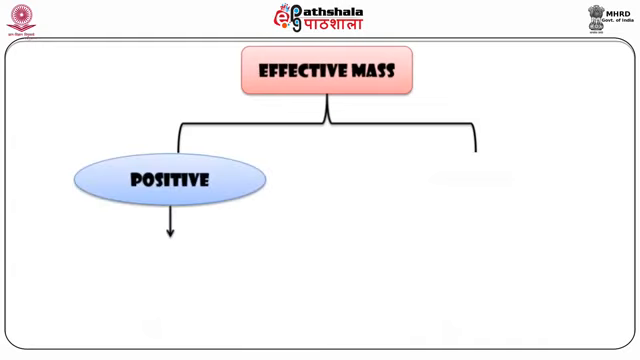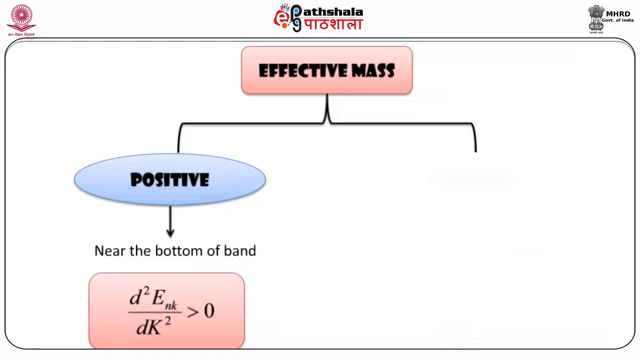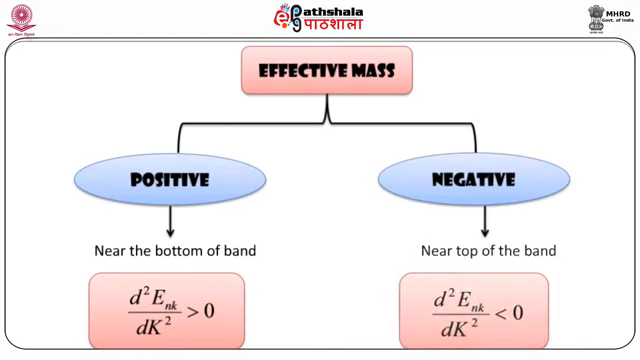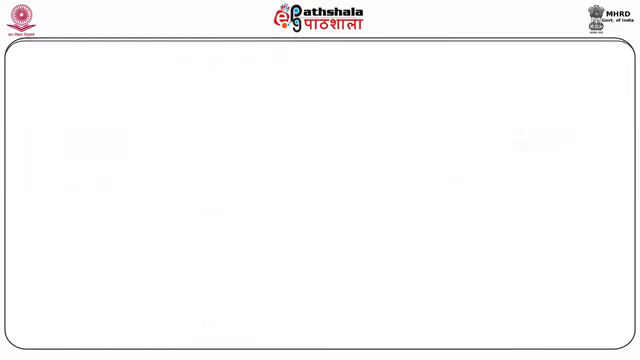This is positive near the bottom of the band, that is d square E(k) by dk square is more than 0, and it is negative near the top of the band, that is, this double derivative of the energy E(k) with respect to k is less than 0. Instead of thinking of these electrons as having negative mass, one can think of them as being holes with positive charge. So based on what we have learned up till now, we can now try to make an analysis as to how metals, semiconductors and insulators differ from each other.